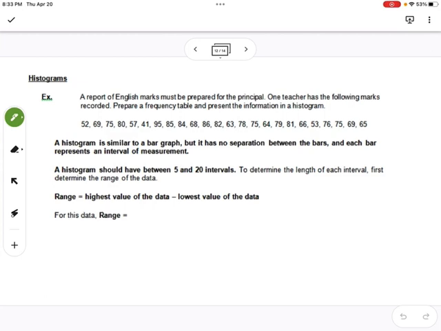Okay, so we have all of these numbers. A histogram should have between 5 and 20 intervals. To determine the length of each interval, first determine the range of the data. When we talk about range, we need to look at our highest value and our lowest value. Here we see our highest number is 95 and our lowest number is 41. So that is 95 minus 41, and that gives us a range of 54.